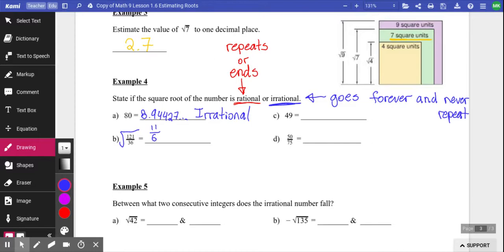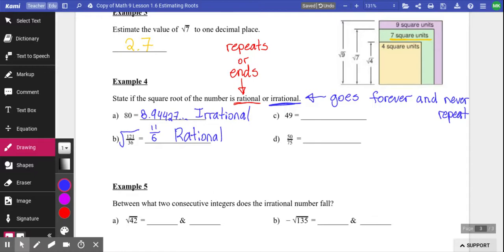So looking at this, the square root of that would become 11/6. Both are perfect square roots. Therefore, this is a rational number. If you tried it in your calculator, it might come out irrational, which is why it's important to understand how to actually just calculate it on your own.